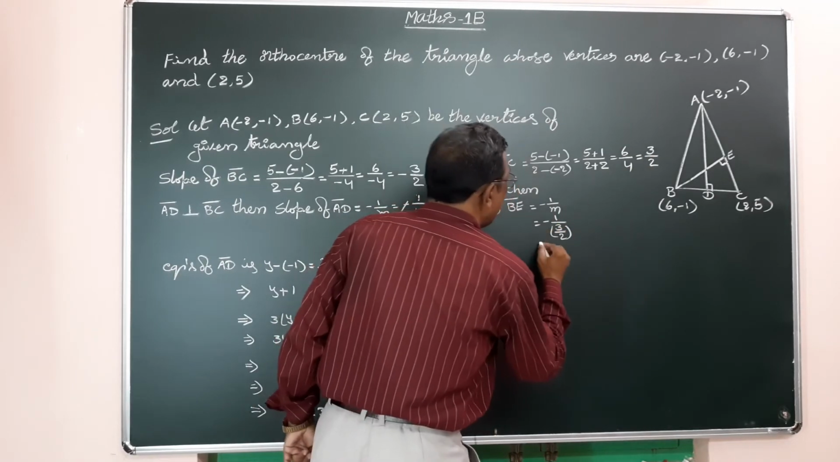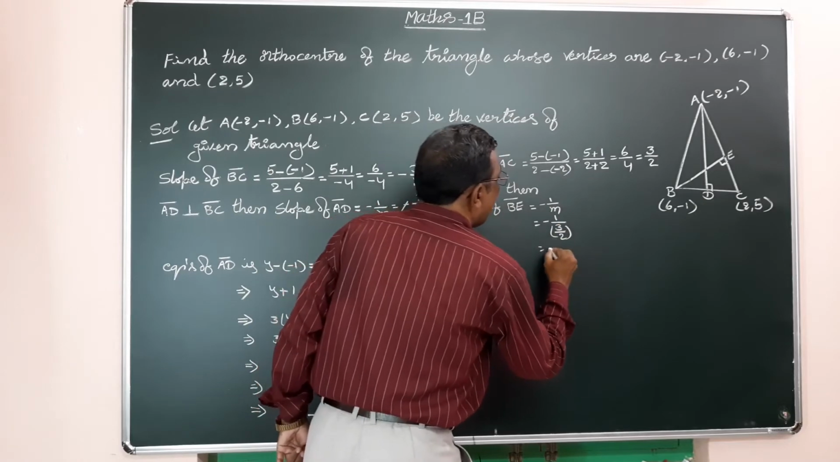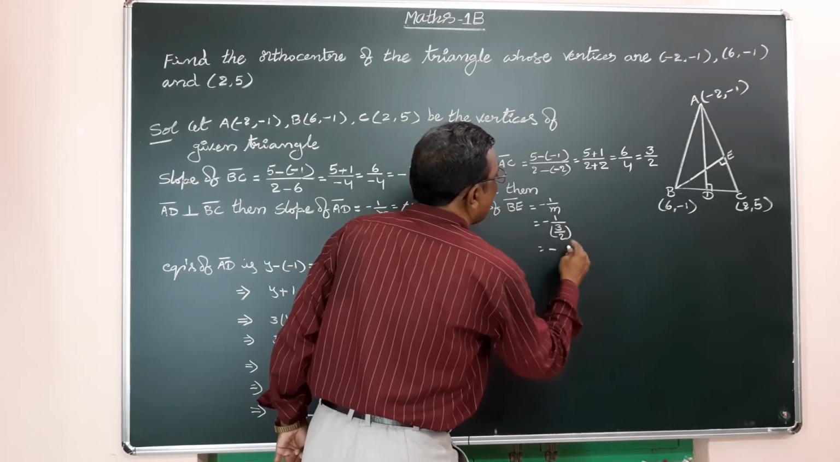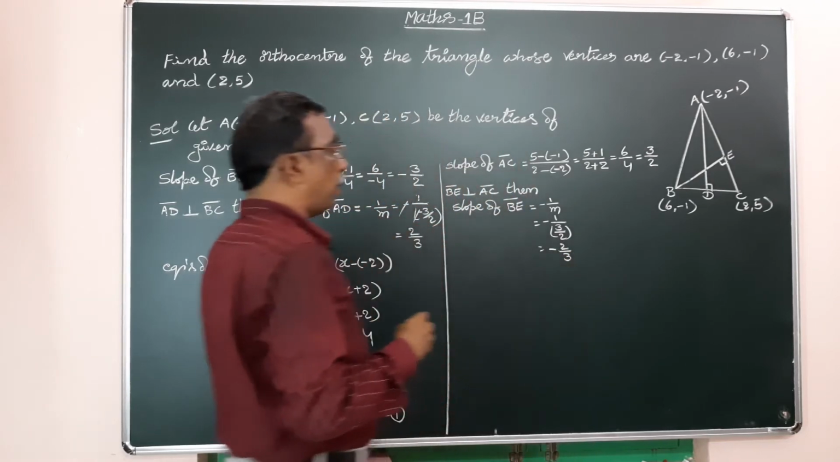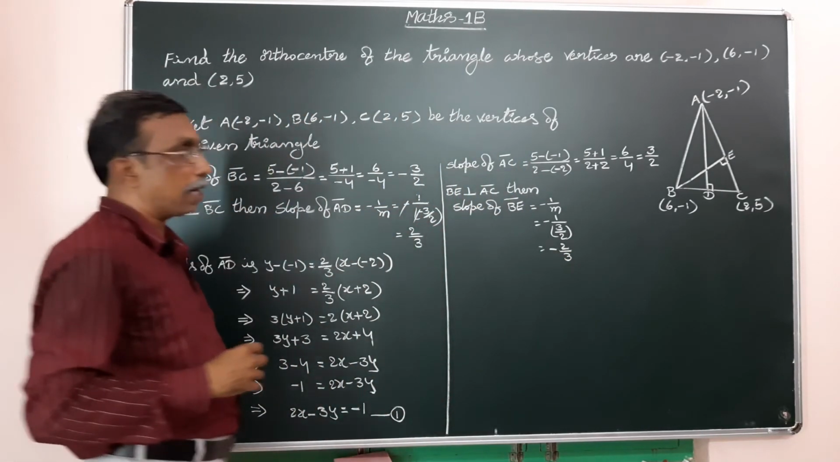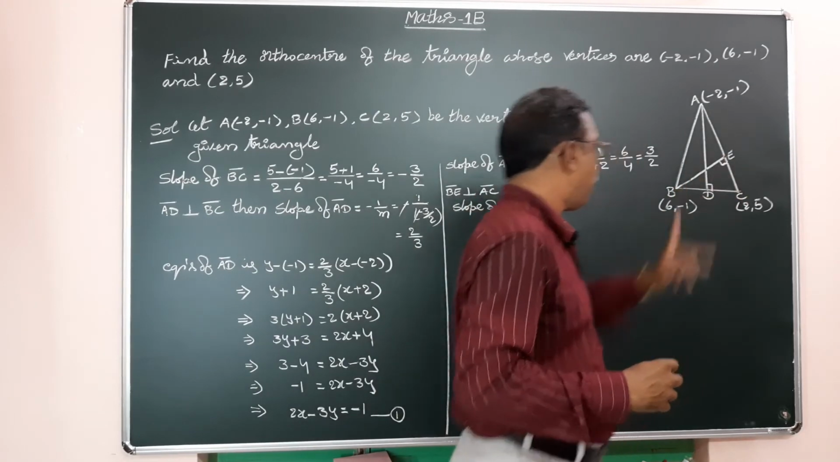And now we write this one minus. Now we write denominator to numerator, write the reciprocal: 2 by 3, minus 2 by 3. This is the slope of BE bar. Next we find the equation of BE bar.